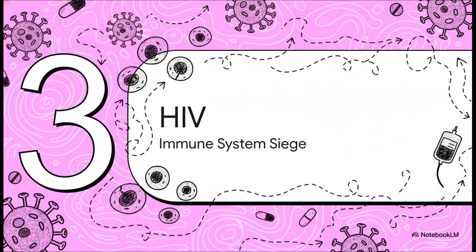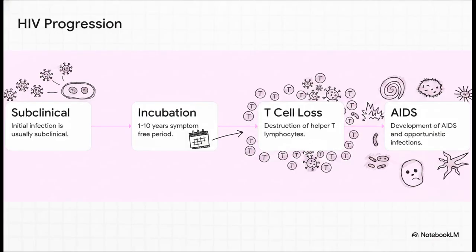Let's turn to Section 3, HIV, immune system under siege. For our third pathogen profile, we're looking at the human immunodeficiency virus, or HIV, types 1 and 2. This virus presents a really complex spectrum of disease, the most severe form obviously being AIDS, and it requires a massive paradigm shift in how we approach patient care on the floor. Let's trace how this builds clinically.